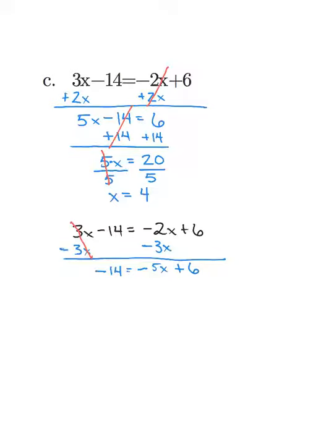Now, since I have my variables on the right side, that means all of my constants need to go to the left side, which means that I need to get rid of the 6. I need to get it away from the x. So I'm going to subtract 6 from both sides.